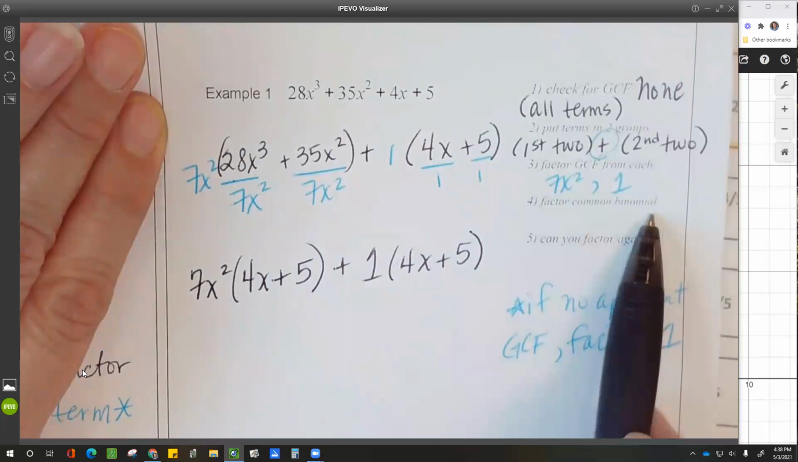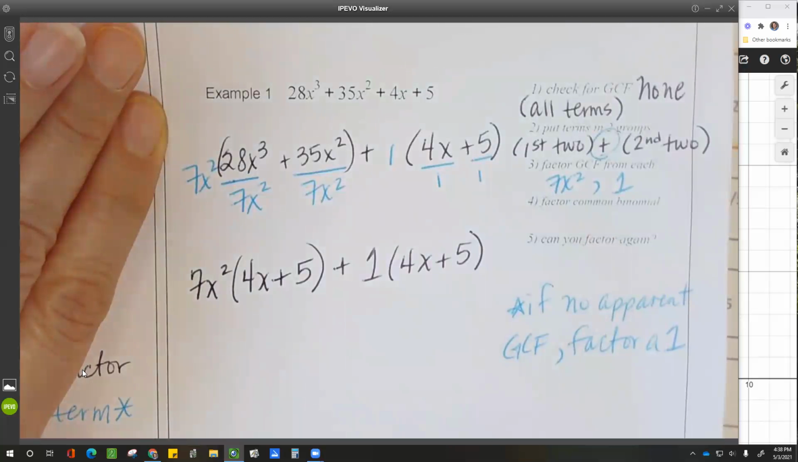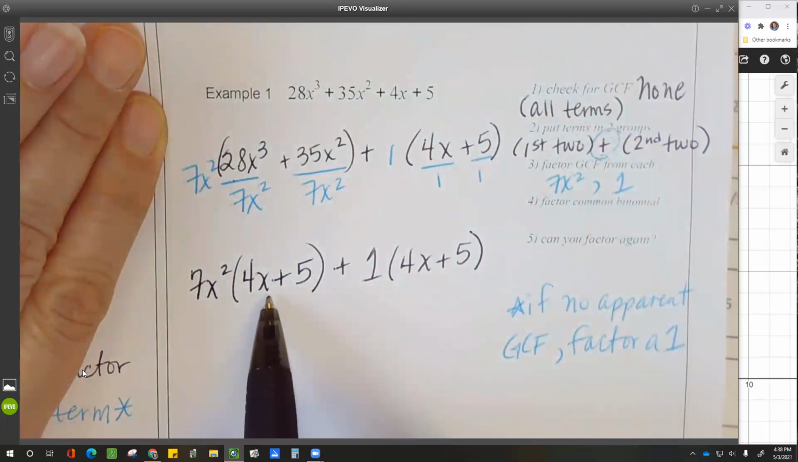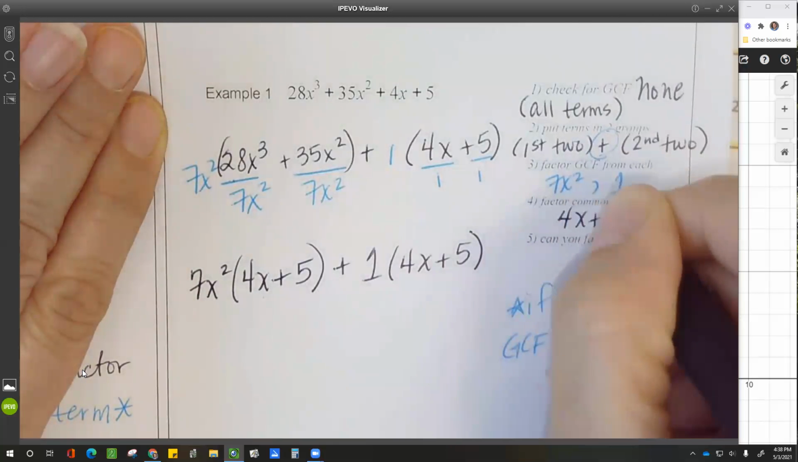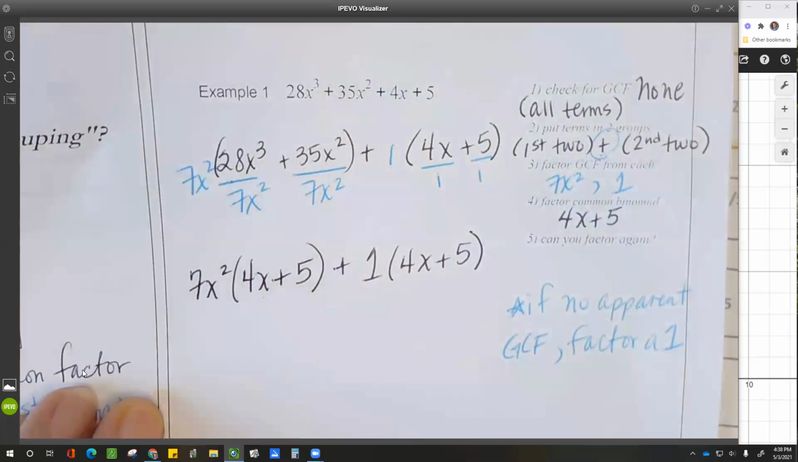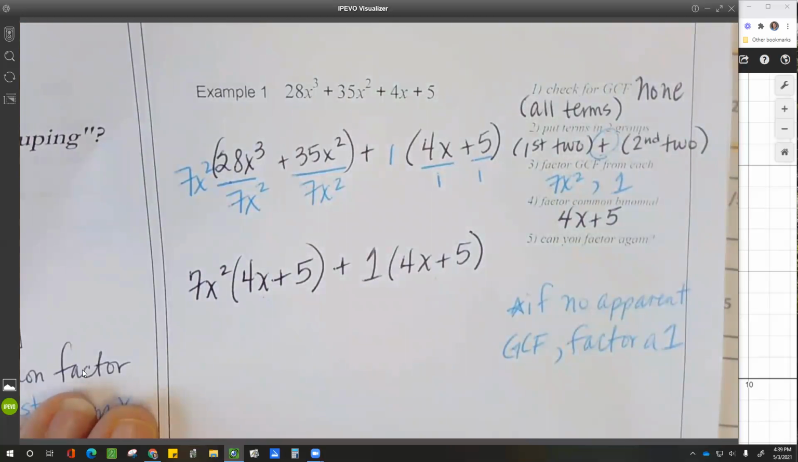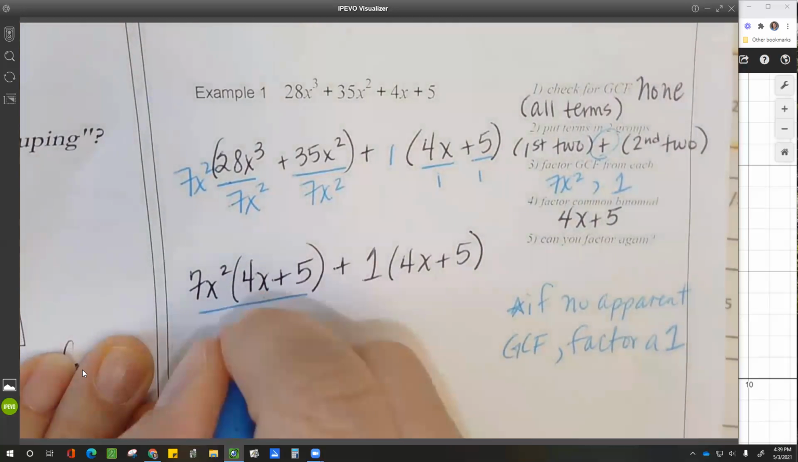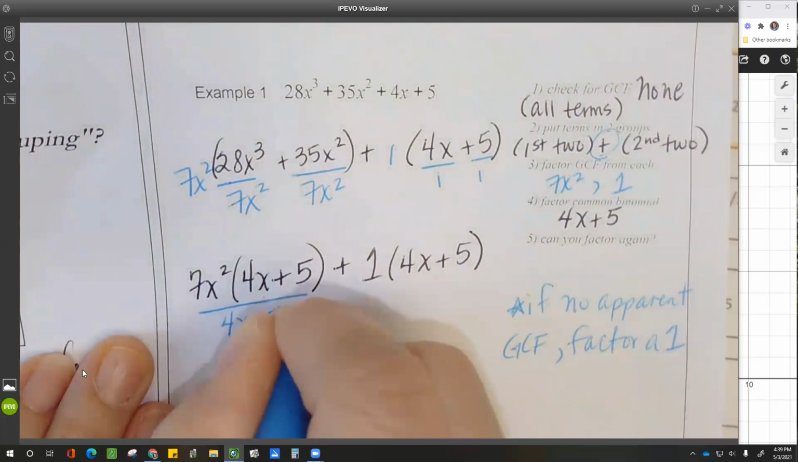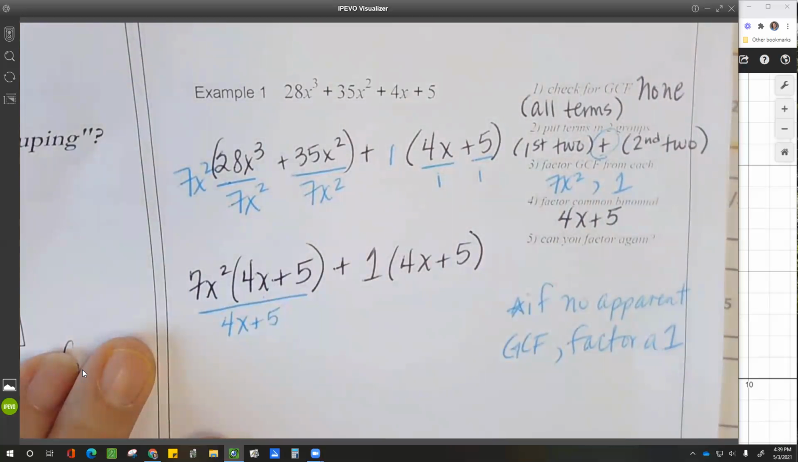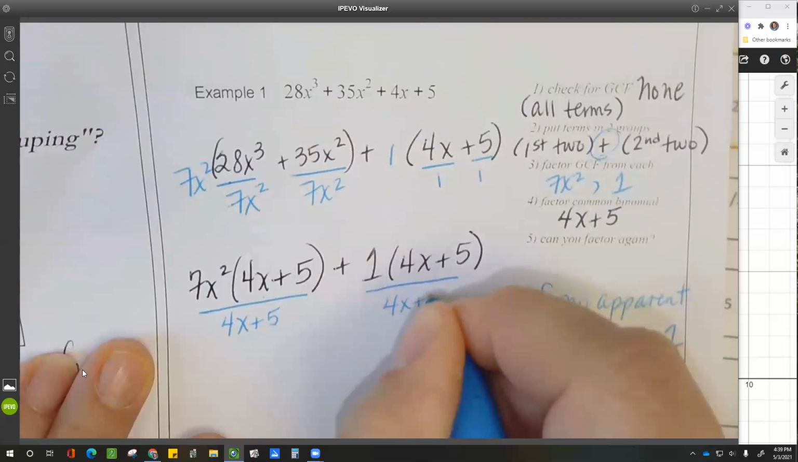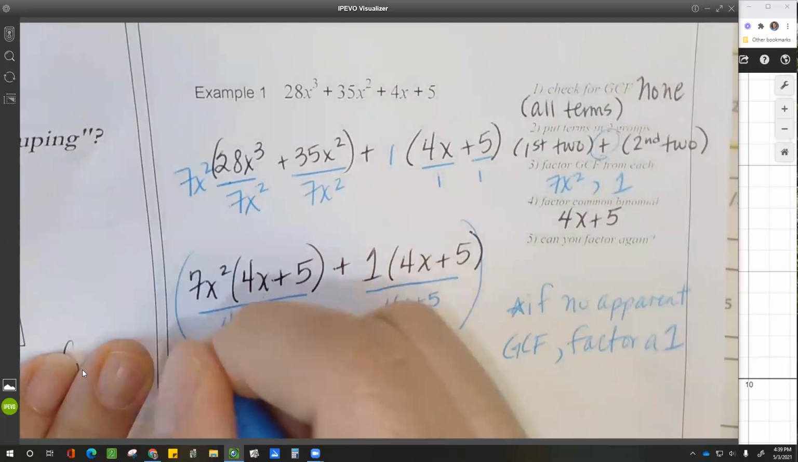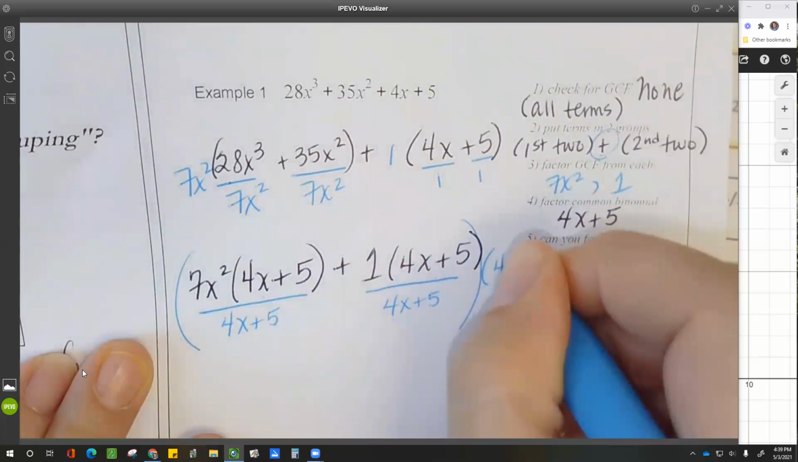My next step says factor a common binomial. You'll notice that the first group and the second group have a binomial in common. It's 4x plus 5. So here's what I'm going to do to deal with that. I'll divide the first group by 4x plus 5, and I'll divide the second group by 4x plus 5. And to balance that, I'll multiply by 4x plus 5.